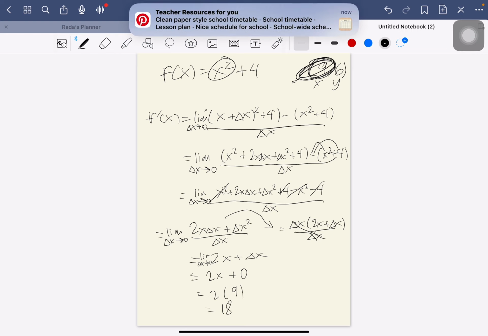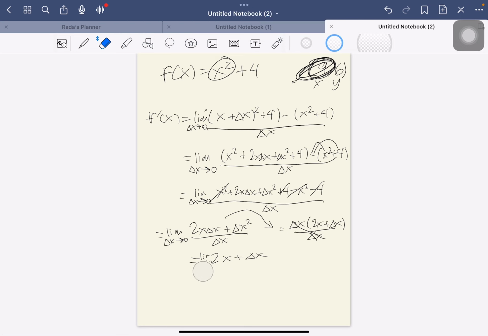So the answer will just be 2x. That is the derivative of x squared plus 4. 2x plus delta x, 2x again. 2x, because we substituted delta x. We substituted delta x with 0, so the limit would cancel. And what we are left with is just 2x.